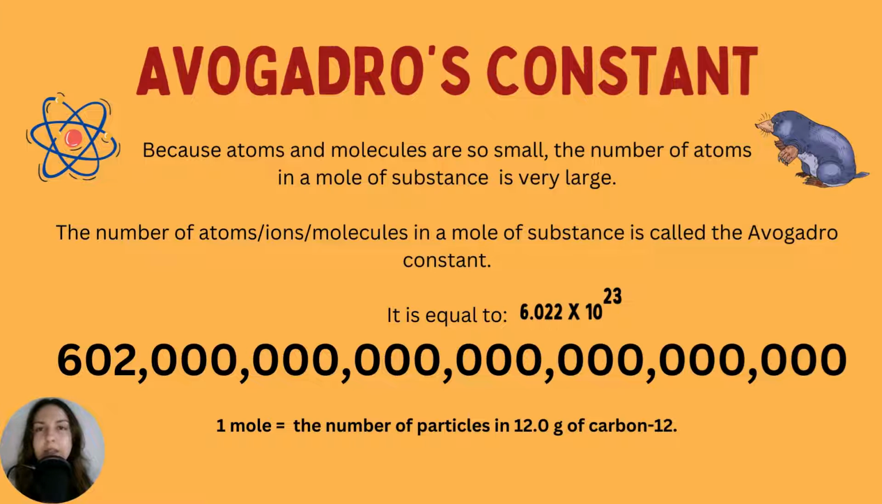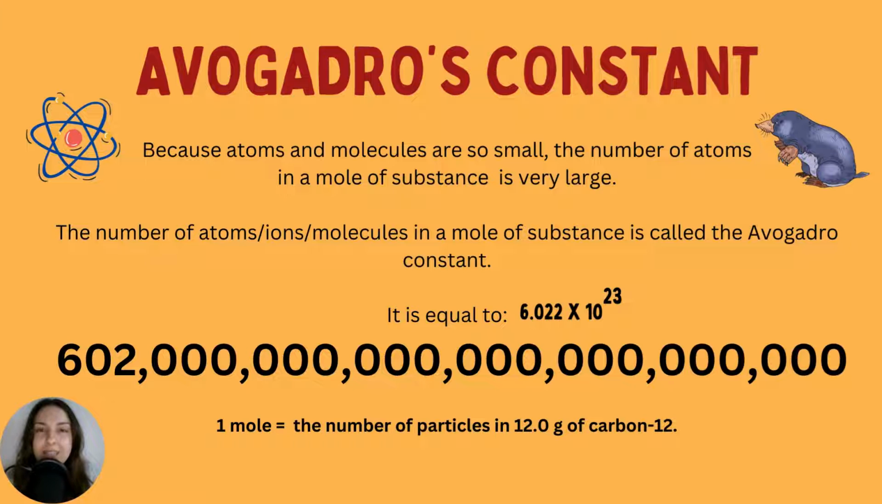Now, Avogadro was a scientist, a chemist who kind of came up with this idea. So because the atoms and molecules are so small, the number of atoms in a mole is very large. The number of atoms or ions or molecules or particles in a mole of substance is called Avogadro's constant. So this is how many atoms there are in 1 mole of substance. So there's actually 6.022 times 10 to the 23, or this massive number you see in front of you. That's the number of atoms in 1 mole of substance.